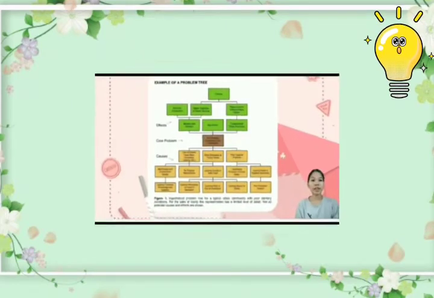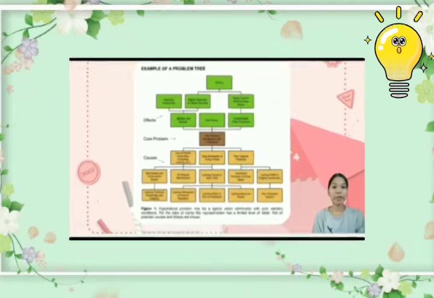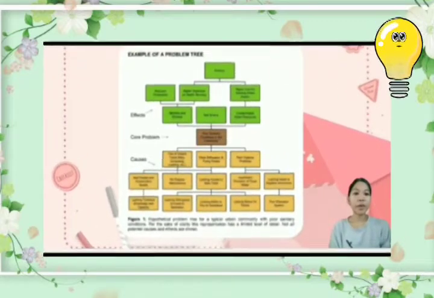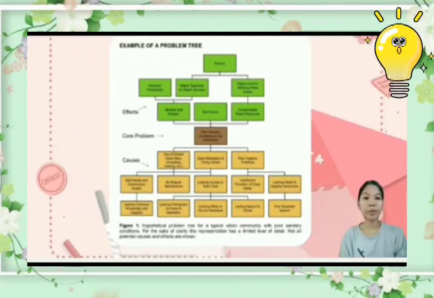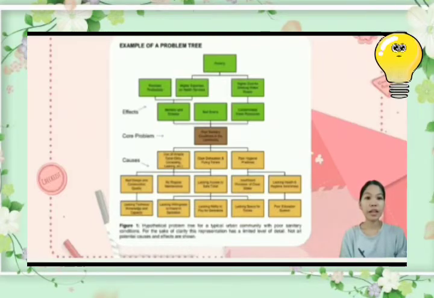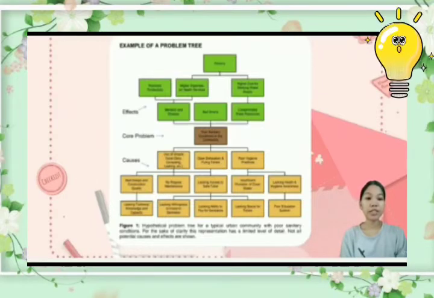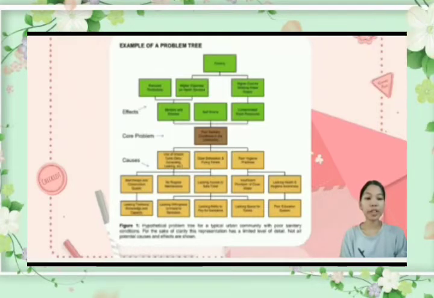Isa po sa mga example ng problem tree is poor sanitary conditions in the community. So, yun po yung core problem, which is naka-place sa center ng ating problem tree. And effects po niya is naka-place sa taas, which is poverty, reduced productivity, higher expenses on health services, higher cost for the drinking water supply, mortality and disease, bad smells and contaminated water resources.